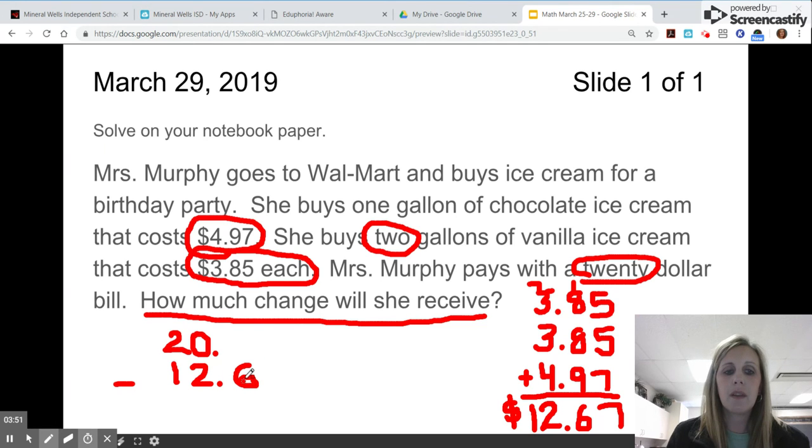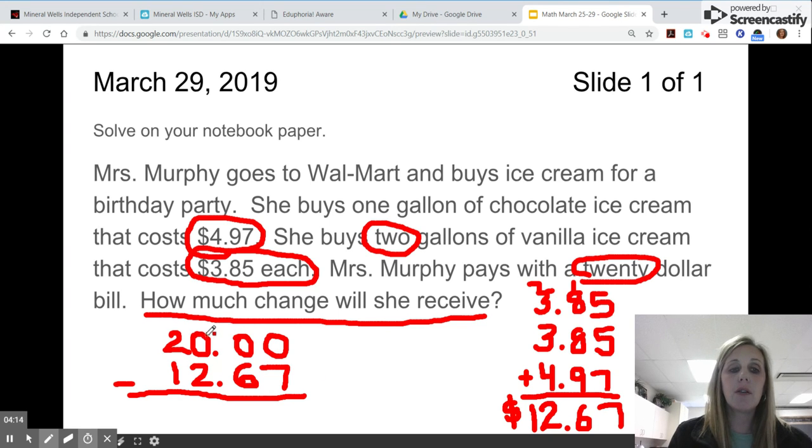So I'm going to put my decimal there so that I can make sure my place values are lined up correctly. Now I can write $12.67. I'm going to go ahead and fill these in with placeholder zeros. Doesn't change the value. Now I'm ready to subtract. So can I subtract 0 minus 7? Nope, I've got to go next door and regroup, but there's nothing there. So I'm going to go next door, nothing there. Finally, I'm going to go all the way over here and regroup.